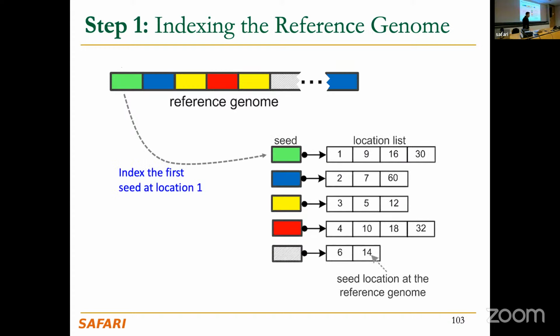So we mainly use hash tables for that. The keys for the hash tables would be the sequences that we extract from the reference genome, and the values that these keys return would be the positions that tell us where this particular sequence is extracted from the reference genome. These sequences that we extract are known as seeds or k-mers.